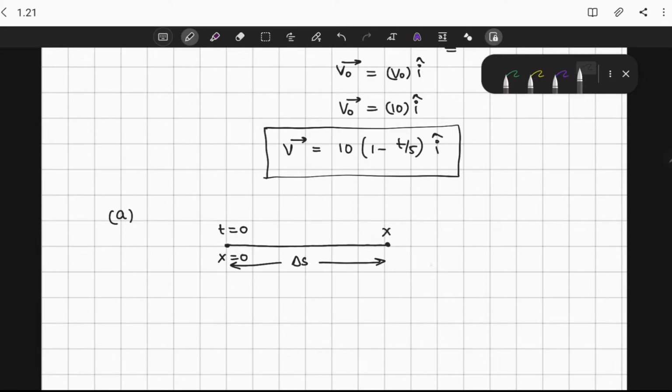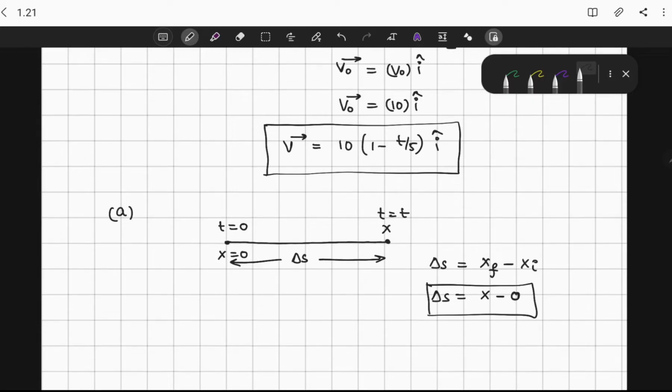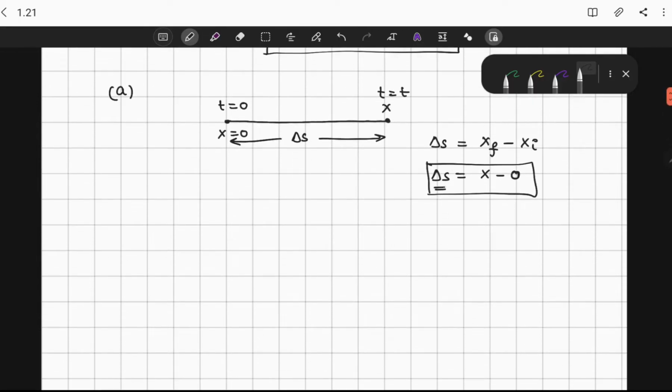Okay, so at the time moment t is equal to t, the displacement delta s we can write as the final position minus initial position. Final position is x minus initial position is 0. So the delta s is equivalent to the position at the time instant t. How to find the displacement? That we can find by integrating the velocity.